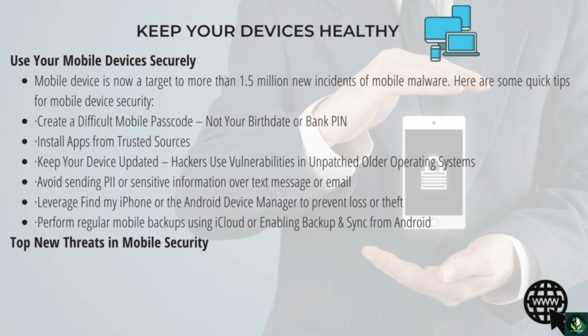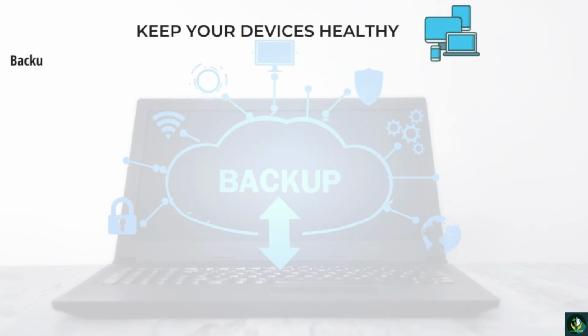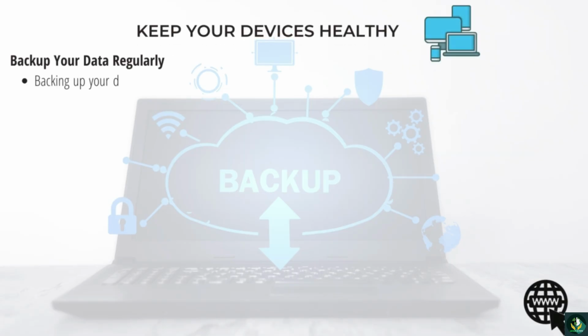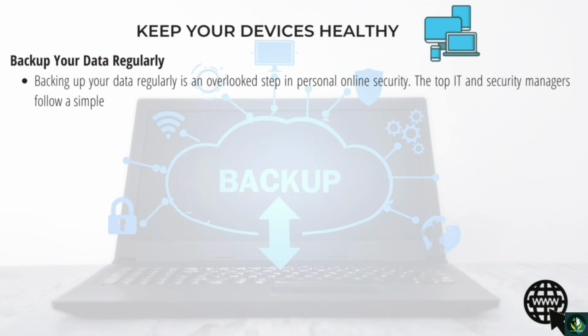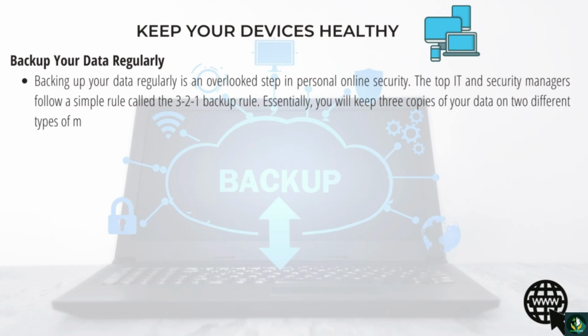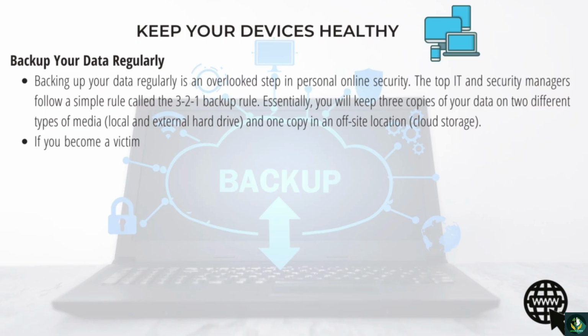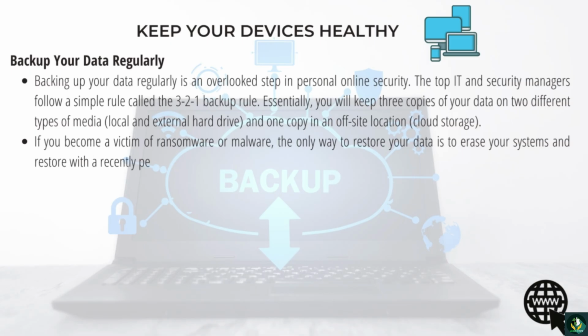8. Back up your data regularly. Backing up your data regularly is an overlooked step in personal online security. The top IT and security managers follow a simple rule called the 3-2-1 backup rule. Essentially, you will keep 3 copies of your data on 2 different types of media, local and external hard drive, and 1 copy in an off-site location, cloud storage. If you become a victim of ransomware or malware, the only way to restore your data is to erase your systems and restore with a recently performed backup.